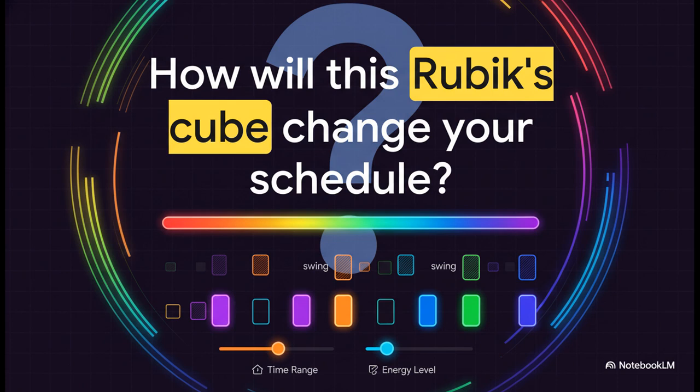Which leaves us with this final, provocative question. If we actually adopt this 3D Rubik's Cube of time, if we map our days to a universal rainbow, how will it fundamentally change the way you schedule your own life? Are you ready to leave machine time behind and live entirely on human time? Think about that the next time you open up your calendar.